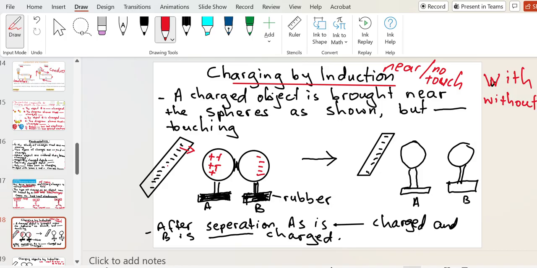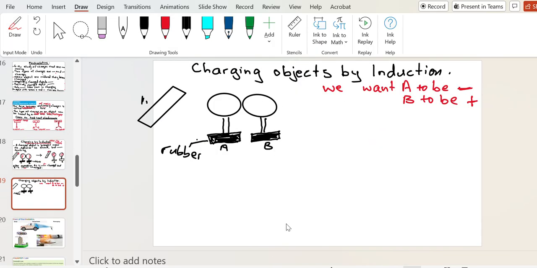You bring the charged object near the object, it will push away electrons and attract protons. And now when you separate, this object will be charged positive and this will be charged negative. Remember, you separate this when this one is still there. After separation, A is positively charged and B is negatively charged. Let's go to the next.